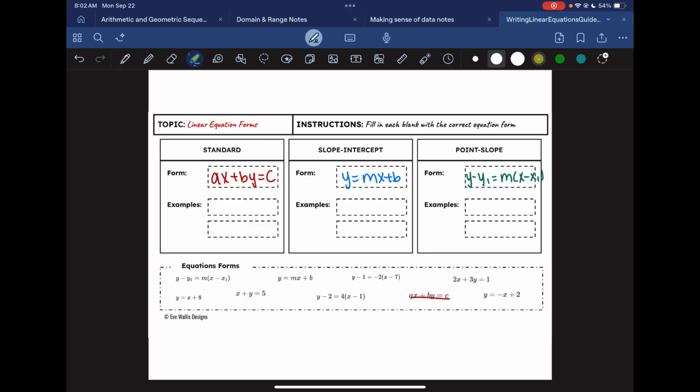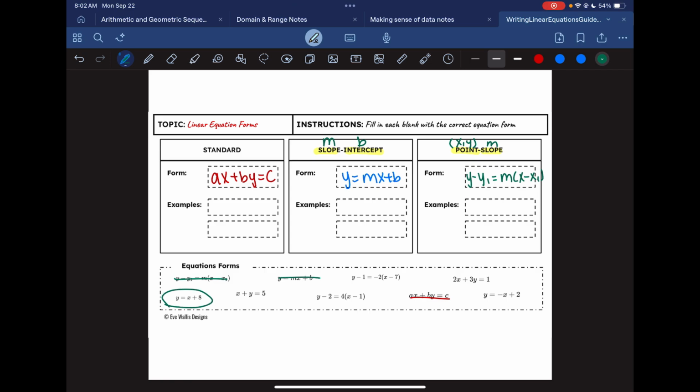I also want to point out that with slope-intercept form, you're given the slope, which is m, and then you're given the y-intercept, which is b. So it's kind of self-explanatory. And then with point-slope form, you're given a point and you're given slope, which is m. So you're given a point, which is x comma y, and you're given slope, which is m. So a few examples, we're going to find the examples on the bottom.